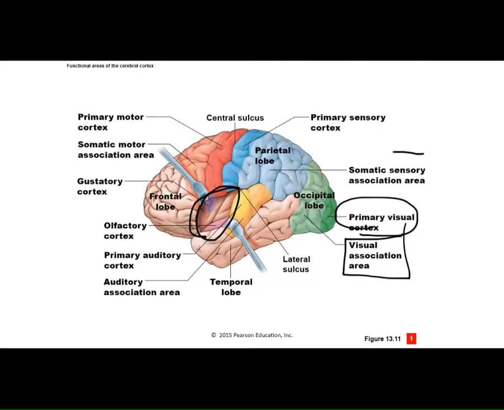There are primary sensory areas. Well, when I say sensory, what lobe comes to mind? Where is the sensory strip?